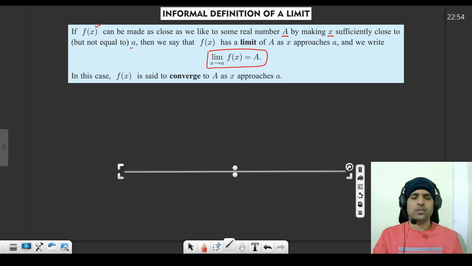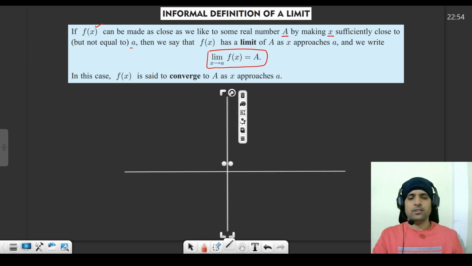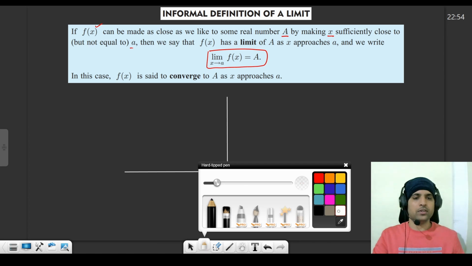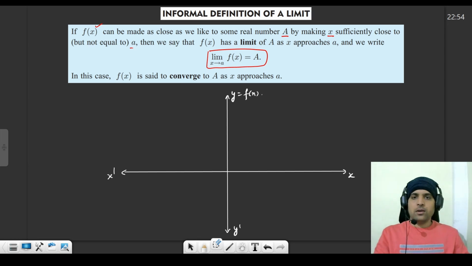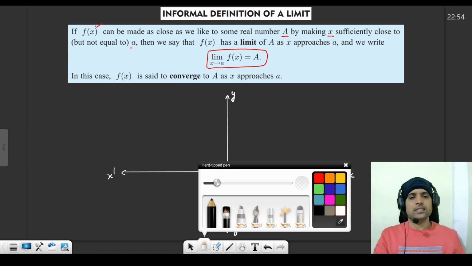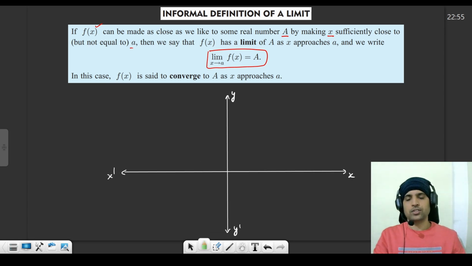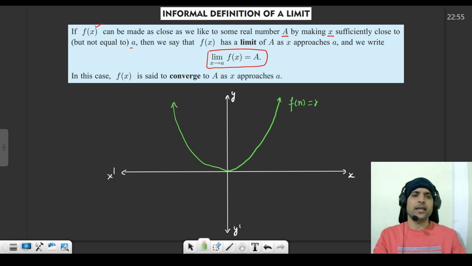suppose you have a graph like this. Let me explain in simple words. X, negative x, y. So y here is basically f of x. Suppose there is a graph which is going like this. This is the graph of f of x equals x square.